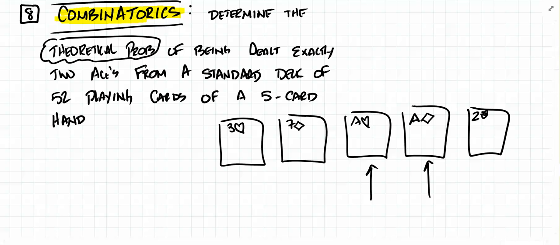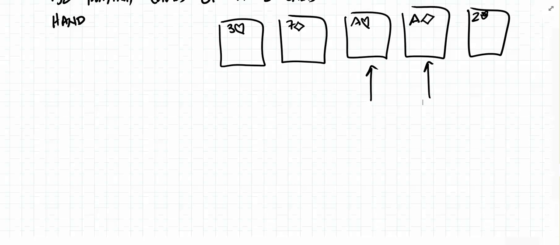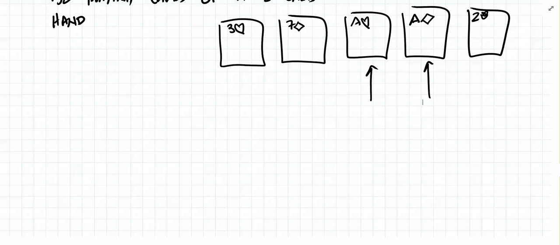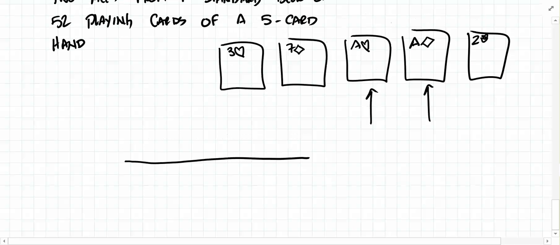We know that our answer is going to be a fraction, right? If we're calculating a theoretical probability, then we need to figure out the sample space. The sample space consists of what? Well, what is in that sample space? Is this right here one member of our sample space? Yeah, because that is exactly one combination of 5 cards.